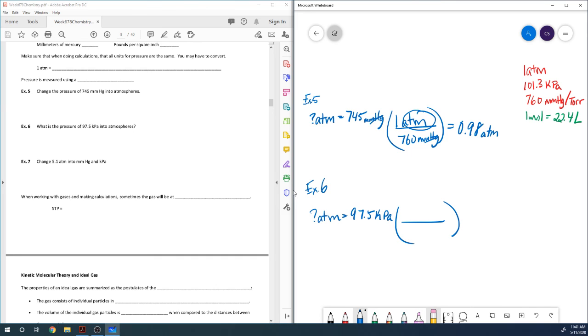What's on top goes on bottom. So we have 101.3 kPa to 1 ATM. These cancel. You're left with what you want. So we should have 97.5 divided by 101.3, which is 0.96 ATM, which is reasonable. Good? Okay, let's move on.